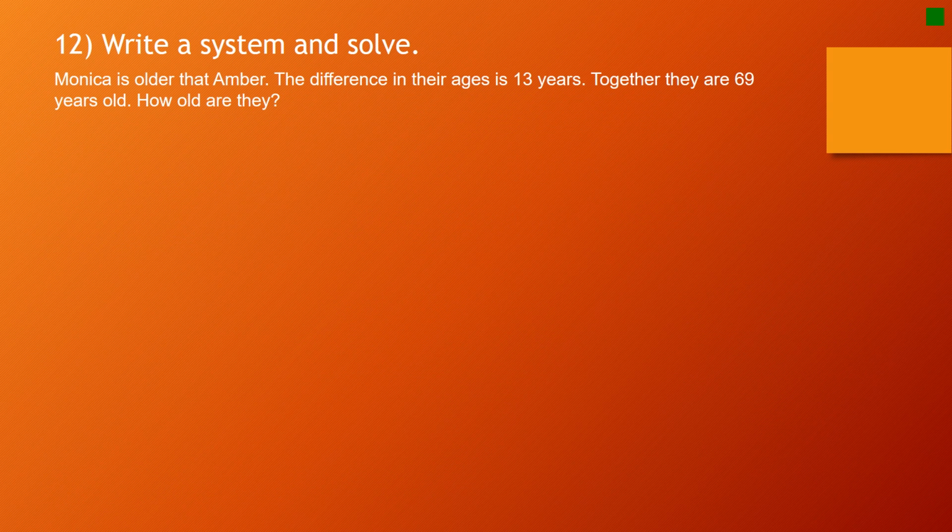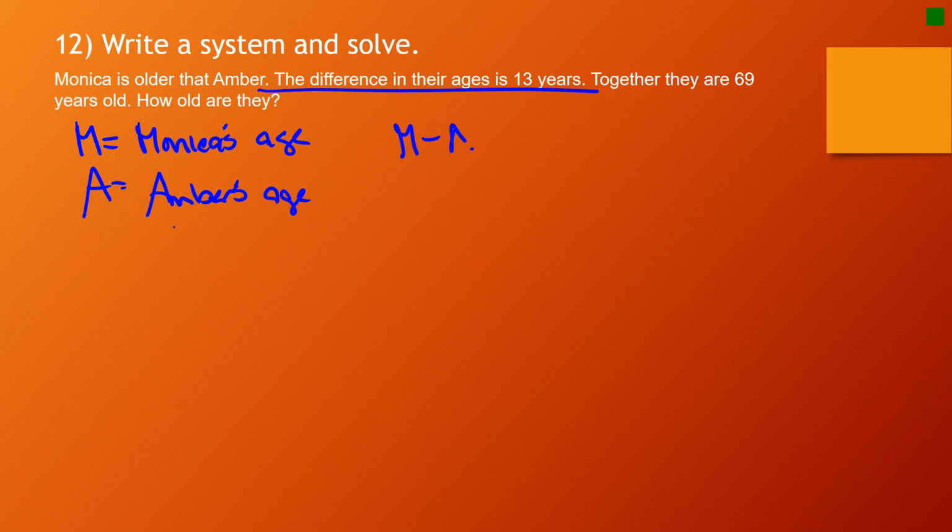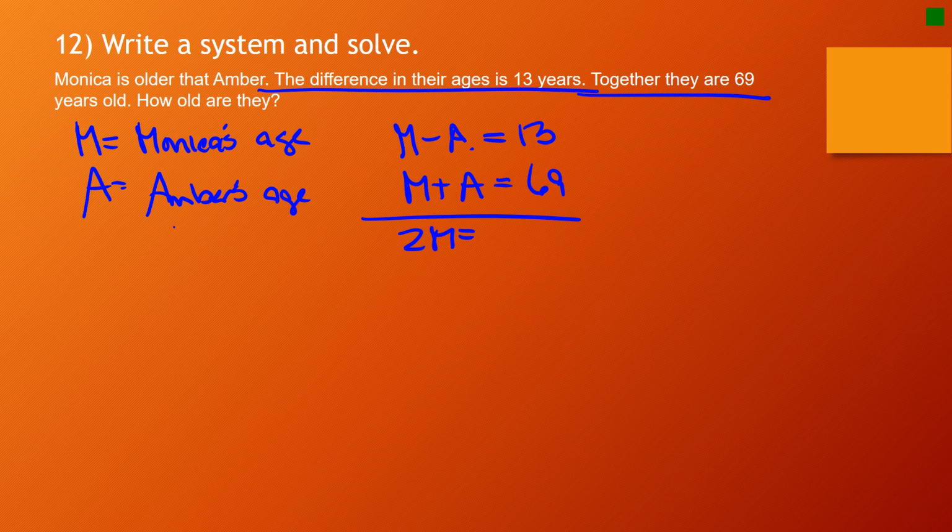Oh, so confusing. Monica is older than Amber. The difference in their ages is 13. Together they are 69. So M is Monica's age. A is Amber's age. The difference, that's subtract, equals 13. Together, that's add, is 69. So 2M is equal to 82. We found out Monica is but a mere 41 years old.